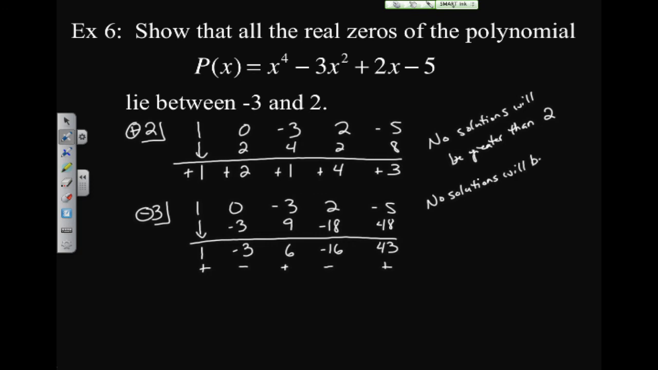will be less than this -3. So -3 is what we call a lower bound. So if nothing is greater than 2 as far as the solutions, and no solutions are less than -3, then everything, all the solutions, all the real zeros have to be between -3 and +2.